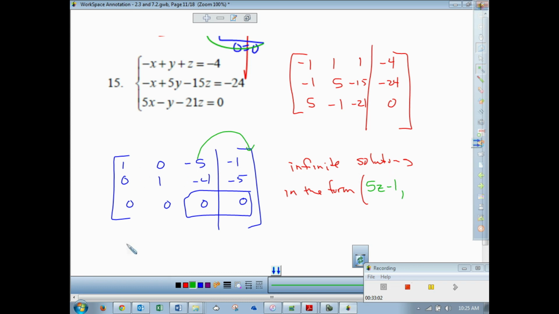This says x minus 5z equals negative 1. That's what this line of information is. 1x, 0 y's, negative 5z's equals negative 1. Add 5z to both sides. X equals 5z minus 1. What does y equal? 4z minus 5. What does z equal? Z equals z.